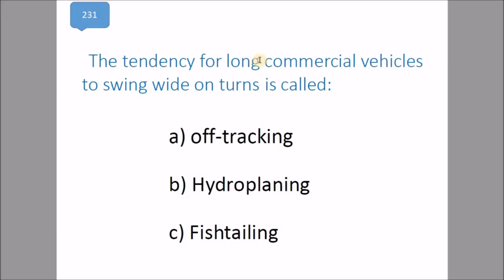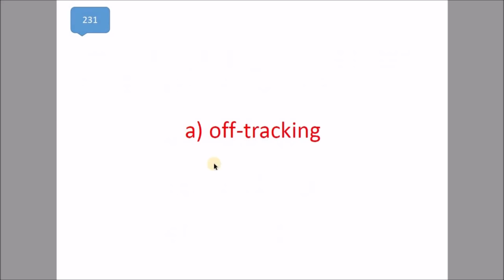The tendency for long commercial vehicles to swing wide on turns is called off-tracking. Off-tracking. That is correct. Off-tracking.